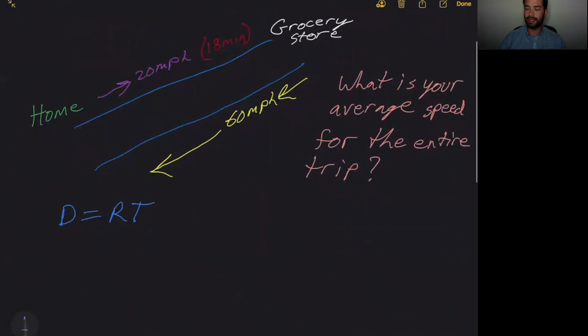Let's say you are riding uphill to the grocery store at 20 miles per hour, and it takes you 18 minutes to get there. And then you get your groceries, you turn around, you come back down that same hill from the grocery store to your house, but this time you're going 60 miles per hour down the hill.